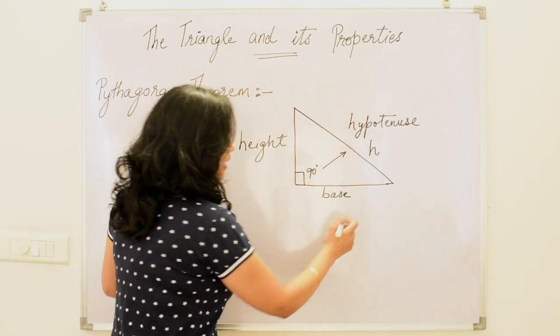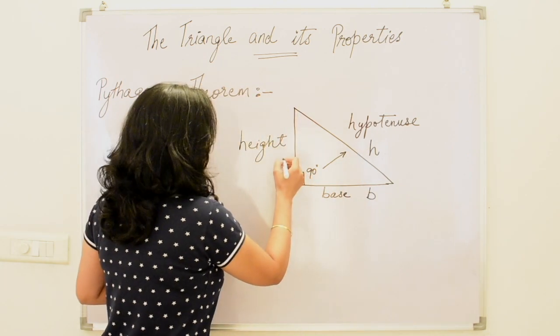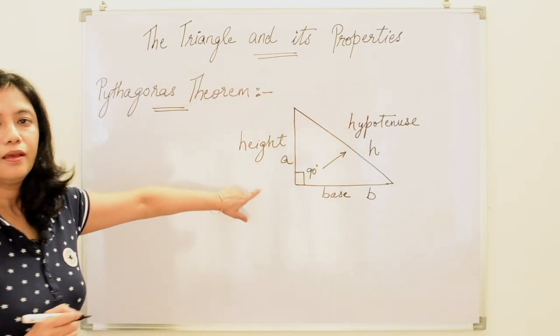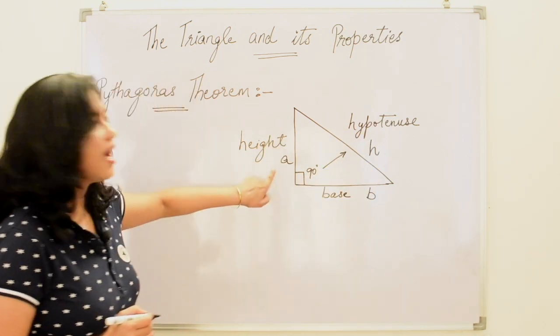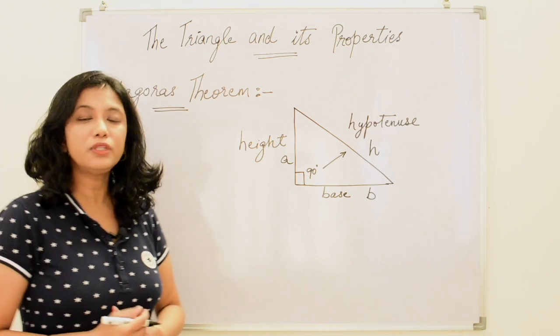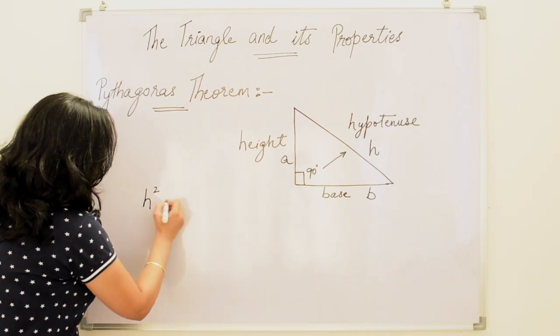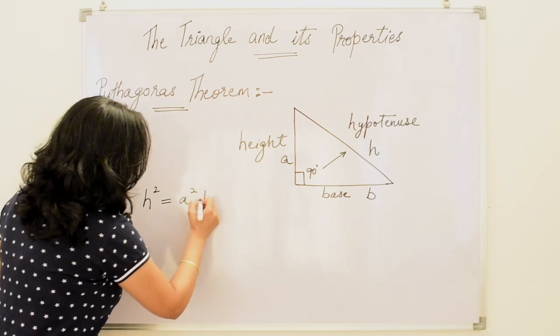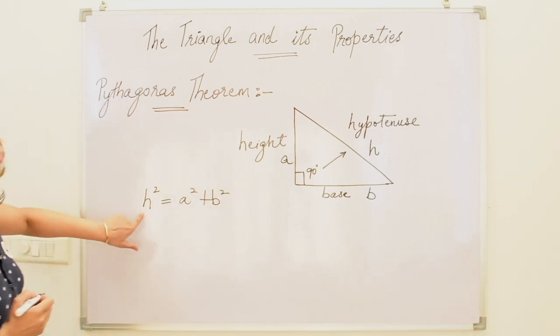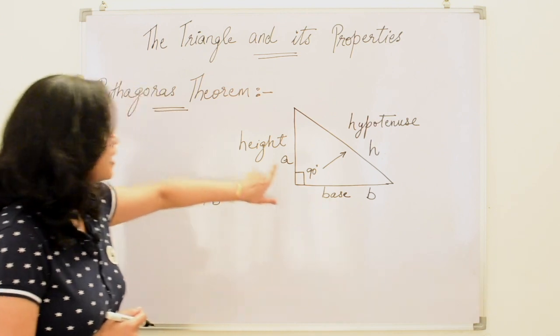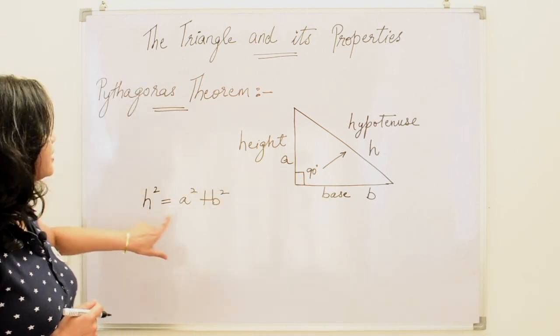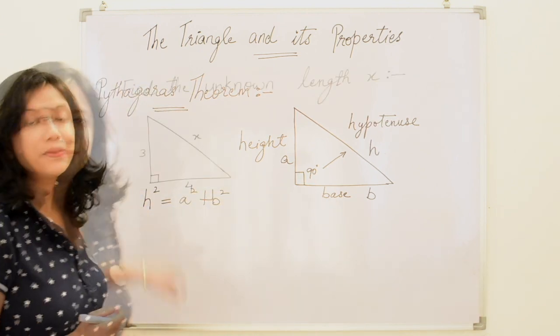Let us take the hypotenuse as h, base as b and height as a. So according to the Pythagoras theorem, h square is equal to a square plus b square. Square of the hypotenuse is equal to the square of base plus the square of height. So this is the Pythagoras theorem.